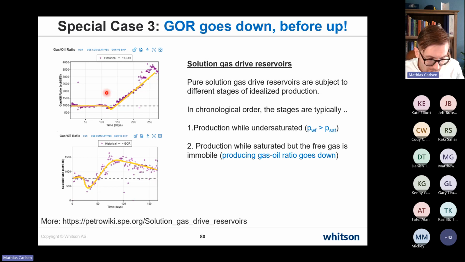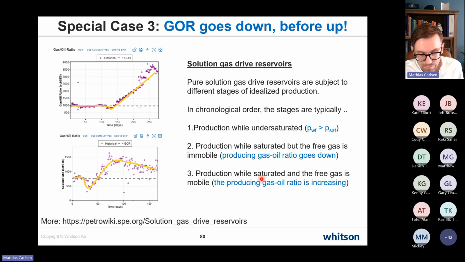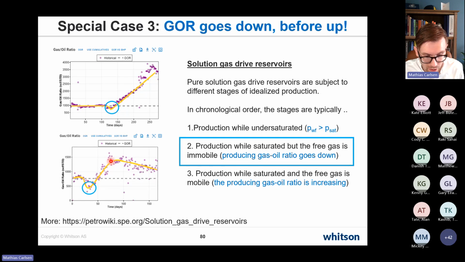So what happens here is that gas is coming out of solution, but the gas is below the so-called critical gas saturation, so it doesn't move, it just takes up pore space. But since that gas has now left the mobile oil phase, that mobile oil phase has less gas in solution. So what is being produced at surface is just that mobile oil phase with less gas in solution, and the rest is stuck. And then we reach the critical gas saturation, the gas starts to flow, and that becomes number 3 here. So your production, while saturated and the free gas is mobile, and then the producing GOR starts to climb. So what we're dealing with here is this number 2 here.